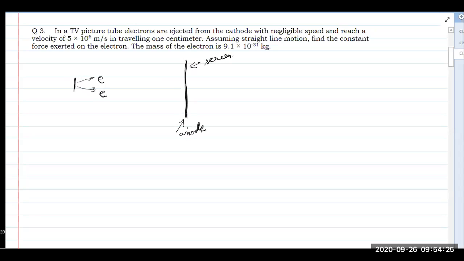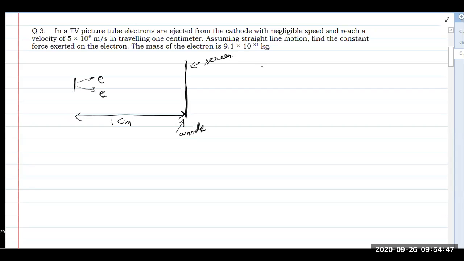So with negligible speed, they reach a velocity 5 into 10 to the power 6 meter per second in traveling 1 centimeter distance. So this distance is just 1 centimeter. So in 1 centimeter, it is acquiring this much speed. Assuming straight line motion, find constant force exerted on the electrons. Mass of the electron is given. So very easy question. The distance is given.